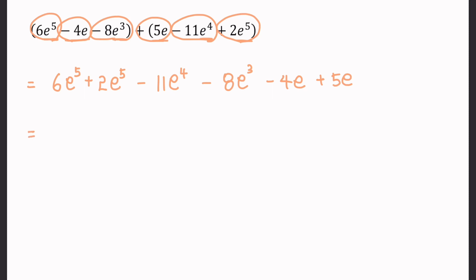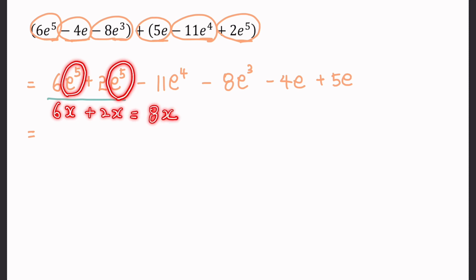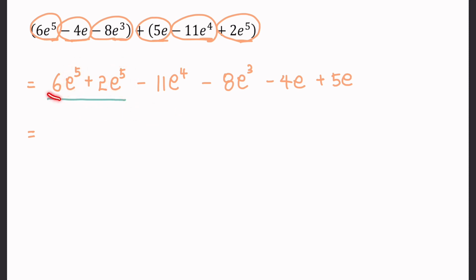Next step is to combine like terms and simplify. So for like terms, such as these two, you can think of e5 as a variable. So for example, if you have 6x plus 2x, it'll be 8x. So what you do is you combine the coefficients of e5 and combine it together to form just one term. So in this case, you'll have 8e5.